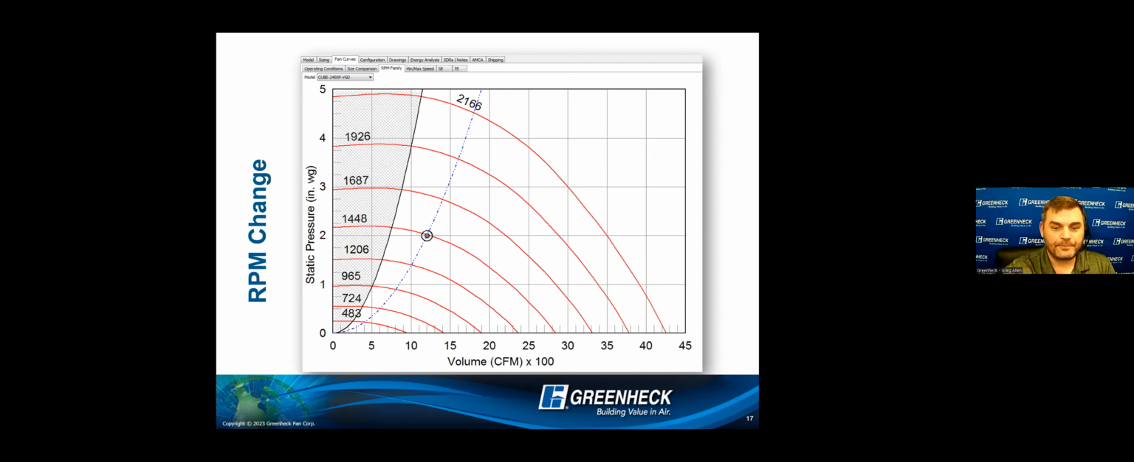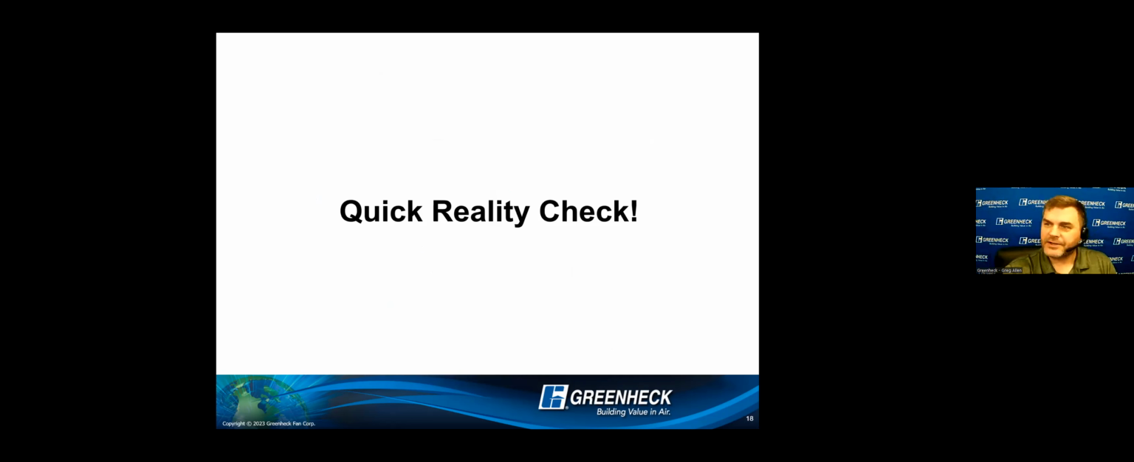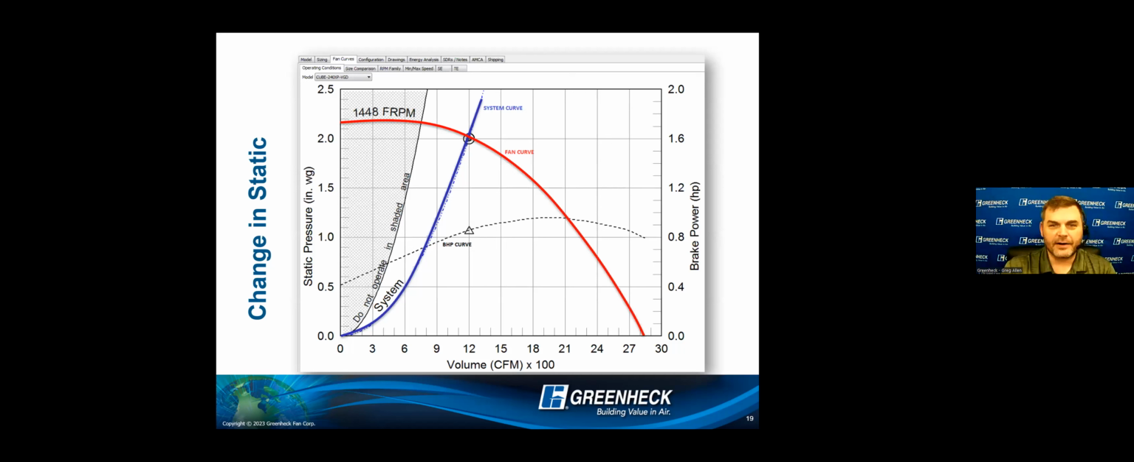All right. So, quick reality check here, folks. We're going to put your brains to the test after getting some good information. I have my scenario here where I have an upblast fan, right? And I picked this fan perfectly, right? I am moving 1200 CFM against 2 inches of static pressure. My operating point is right there.